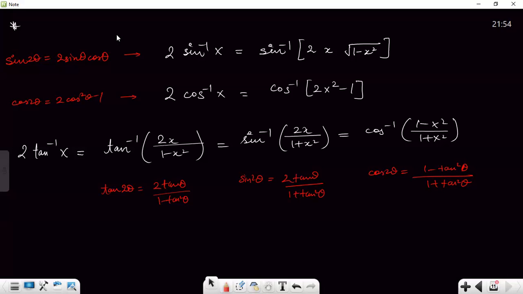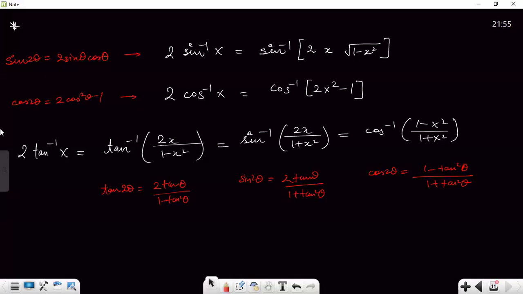Sin 2 theta is equal to 2 tan theta upon 1 minus tan square theta, which now manifests itself as 2 tan inverse of x is equal to sin inverse of 2x upon 1 plus x square. Cosine of 2 theta is equal to 1 minus tan square theta upon 1 plus tan square theta, which now becomes 2 tan inverse of x is equal to cosine inverse of 1 minus x square upon 1 plus x square.